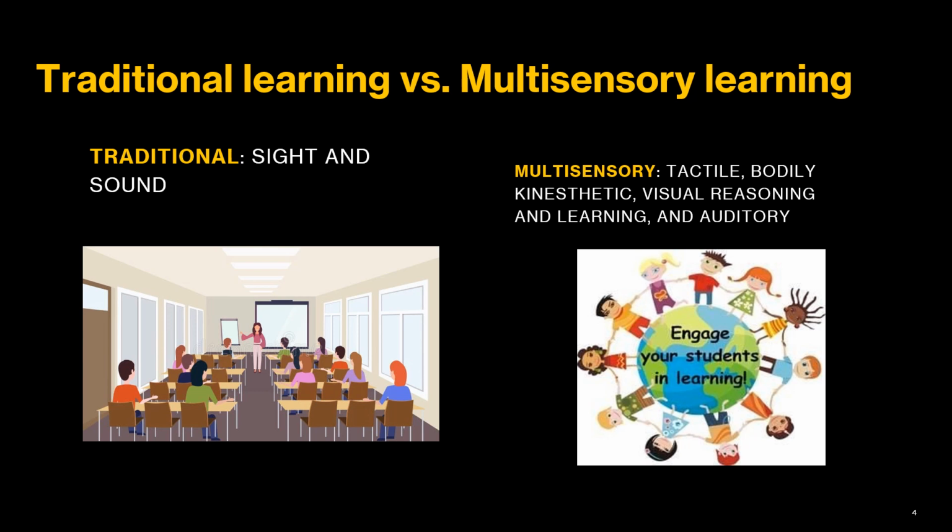What is multisensory learning? Multisensory learning is engaging all 5 senses to support the 4 domains of child development, namely physical, cognitive, social, emotional, and language development. Multisensory learning is broken down into tactile, bodily kinesthetic, auditory, and visual reasoning and learning.